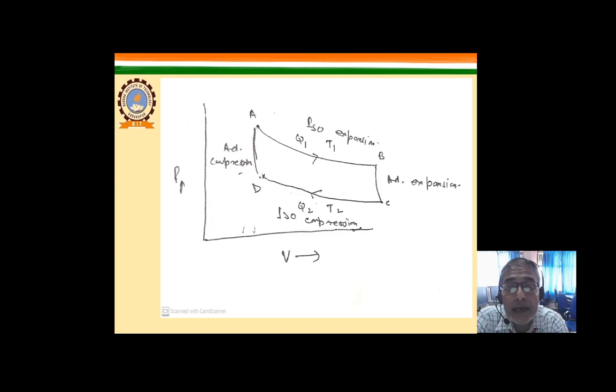In stage 3, that is CD, you can see this is an isothermal compression, temperature constant at T2, and Q2 heat is given out by the system. Now the fourth process is DA. This is also known as adiabatic compression. Temperature rises from T2 to T1. Now the remaining part of unit 1 we will discuss in the next lecture.